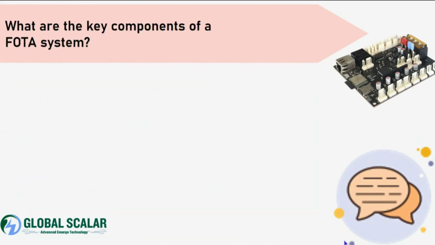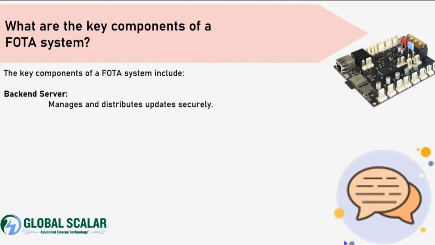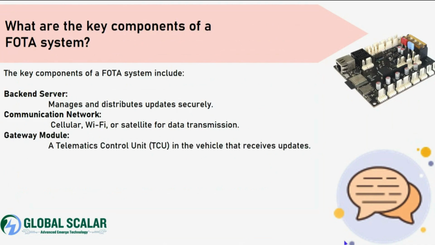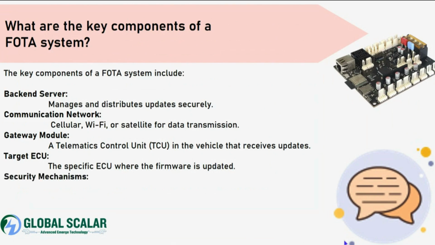What are the components of a FOTA system? The key components include the backend server, which manages and distributes the updates securely; the communication network, cellular, Wi-Fi or satellite, used for data transmission; the gateway module, the telematic control unit in the vehicle that receives the updates; and the target ECU, the specific ECU where the firmware needs to be updated for specific functionalities, a new feature or a bug fix.